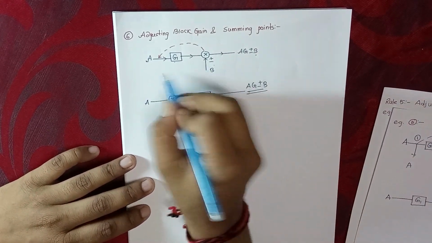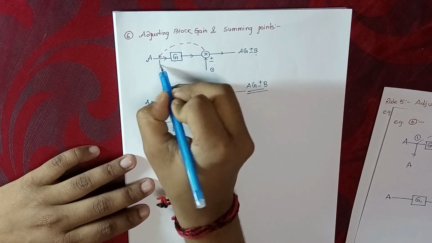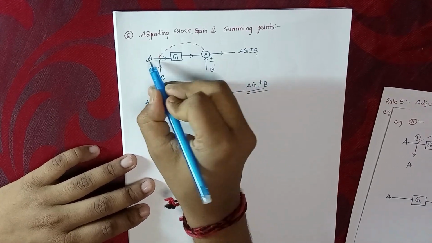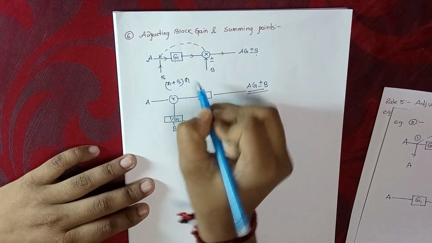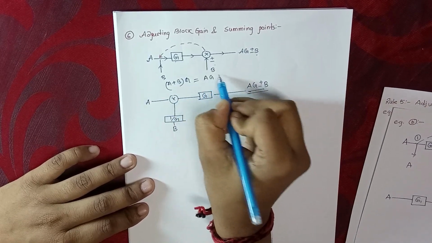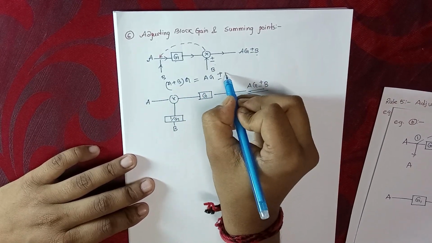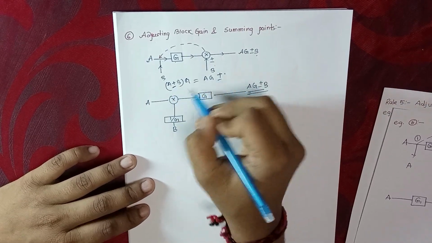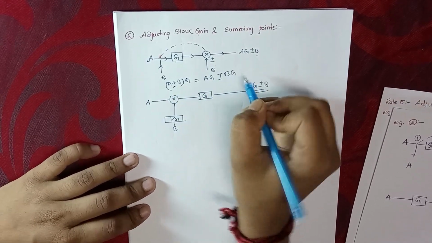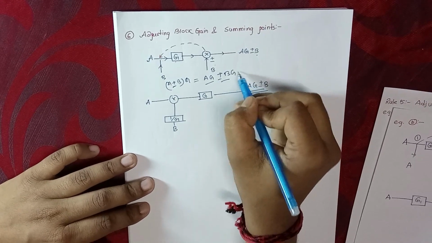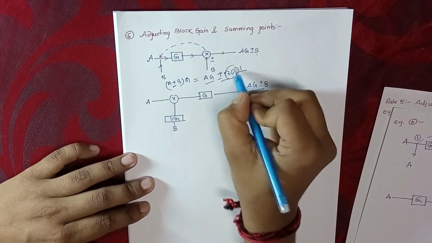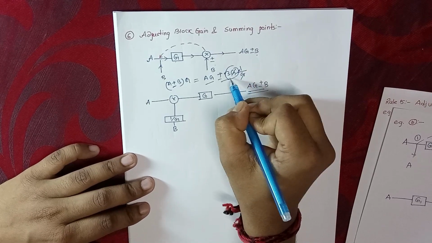First of all, if I shift the summing point to here, what it will be? A plus minus B into G, which will be AG plus minus BG. But I need only AG plus minus B. So if I multiply this term with 1 by G, then I will get B.